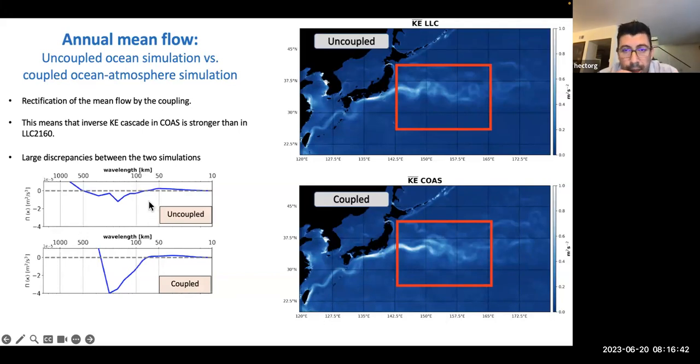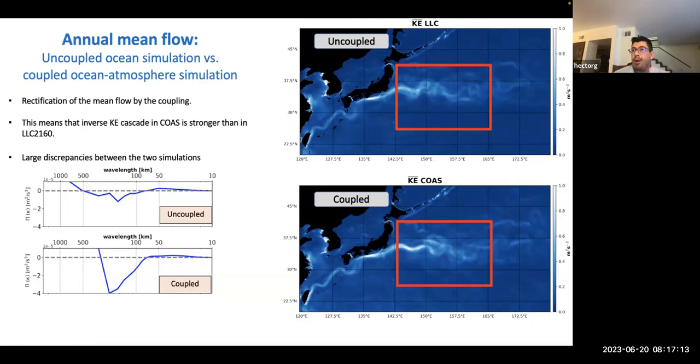So I computed the nonlinear kinetic energy fluxes during 1 year. The top panel is from the uncoupled simulation, and the bottom one is from the coupled simulation. So you can see here is emphasized how the inverse kinetic energy cascade has huge discrepancies. The direct cascade remains about the same. Also, the injection scale remains the same, but what changes is the inverse kinetic energy cascade.